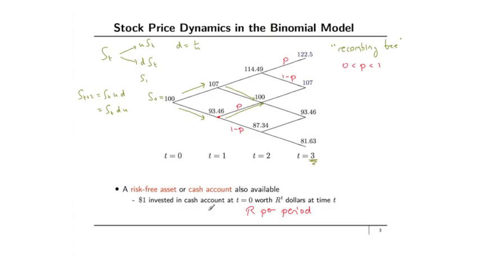So this is our binomial model. We've got the stock price, which is described by these dynamics here, a 3-period model of the stock price, and we also have our cash account over here.